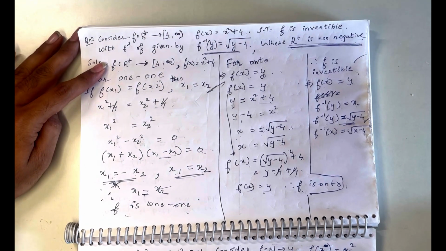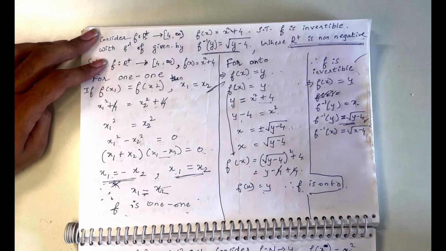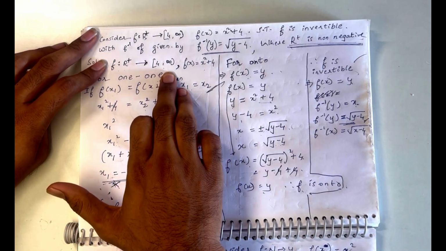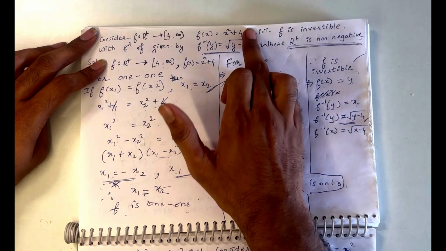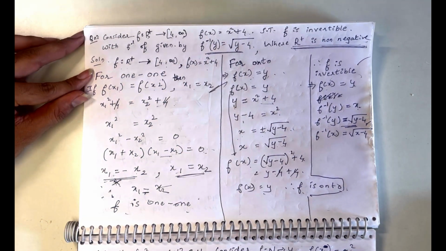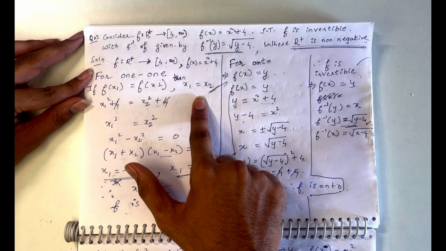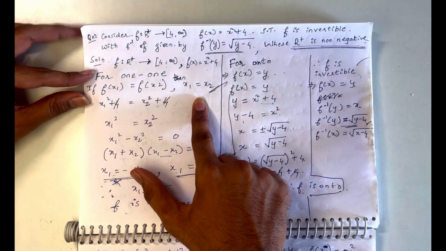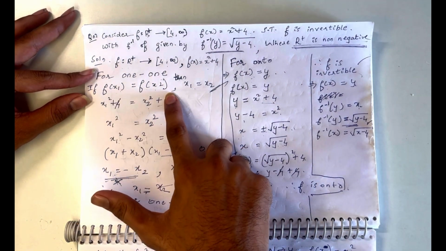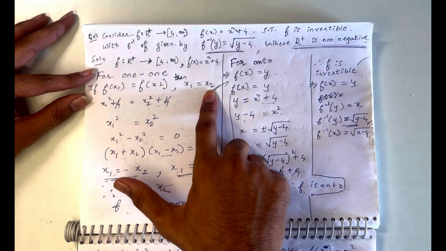First write what is given in the question so that it will not be confusing. f from R plus to [4, infinity), where it has domain and range, and f of x is x square plus 4. For one-one, the condition is if f of x1 is equal to f of x2, then x1 should be equal to x2. This is the main condition. Without this condition we cannot proceed further. I repeat, if f of x1 is equal to f of x2, then x1 should be equal to x2.